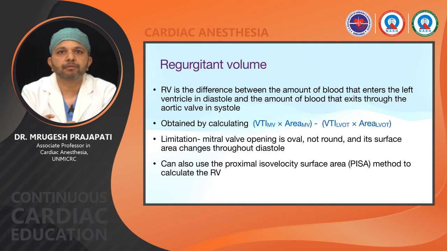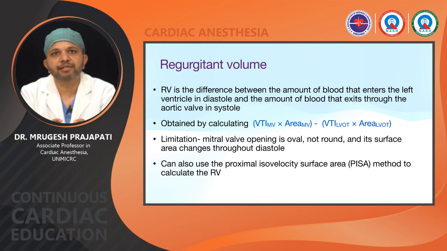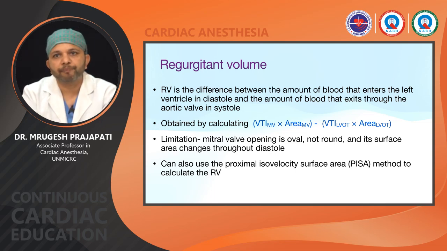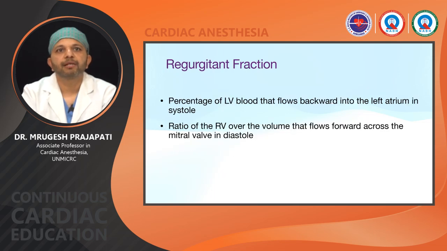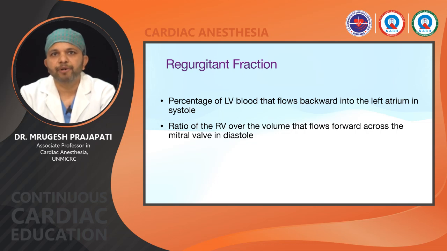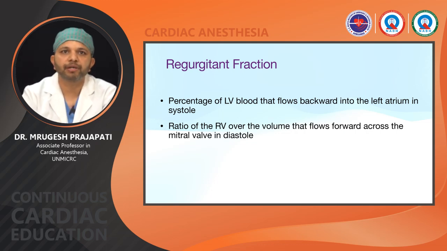So, what we measure here by this formula is not always true. We can also use the PISA method to calculate regurgitant volume. Regurgitant fraction is the percentage of LV blood that flows backward into the left atrium in systole. It is the ratio of regurgitant volume over the volume that flows forward across the mitral valve in diastole.